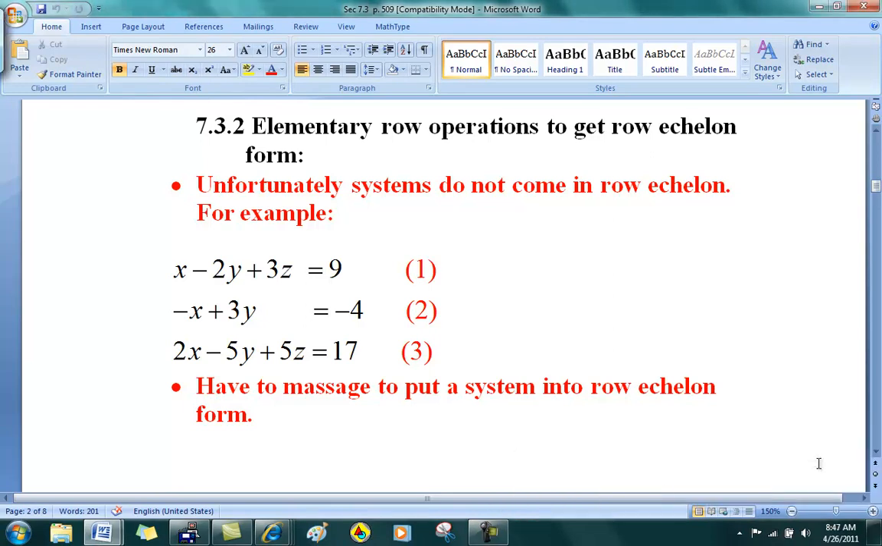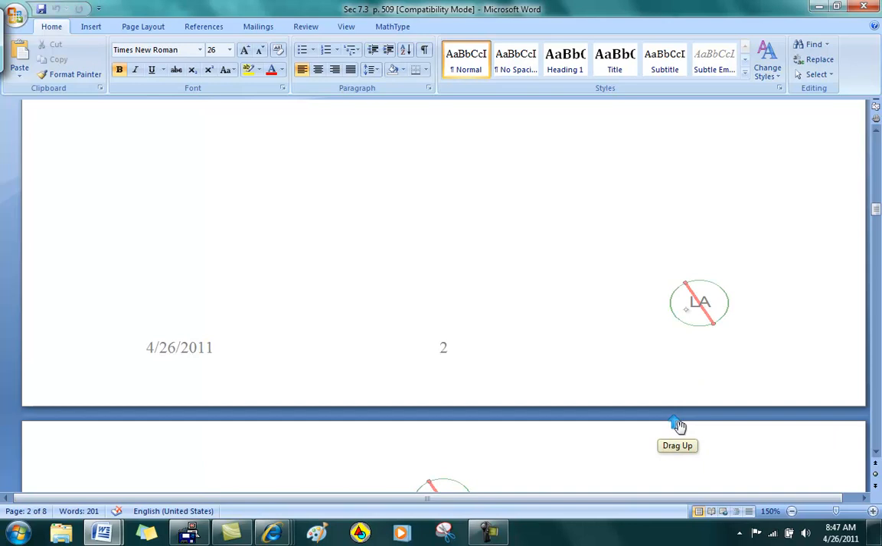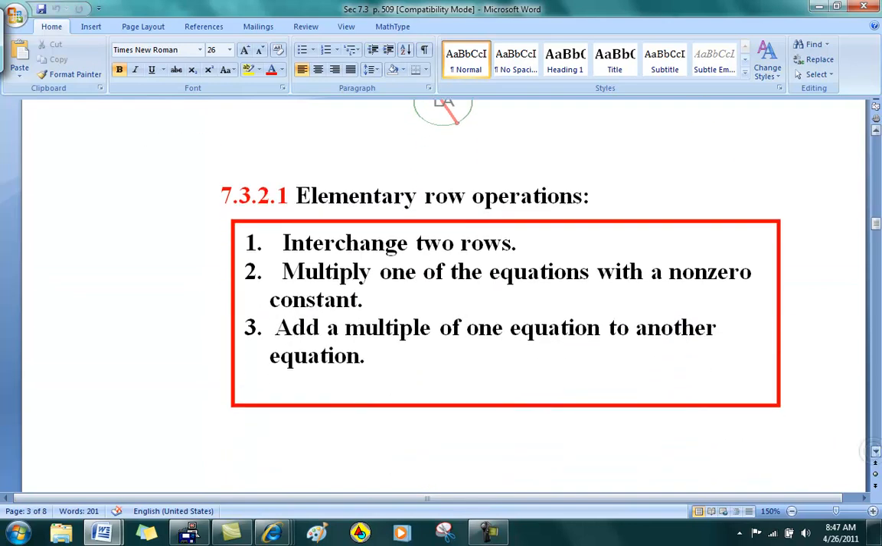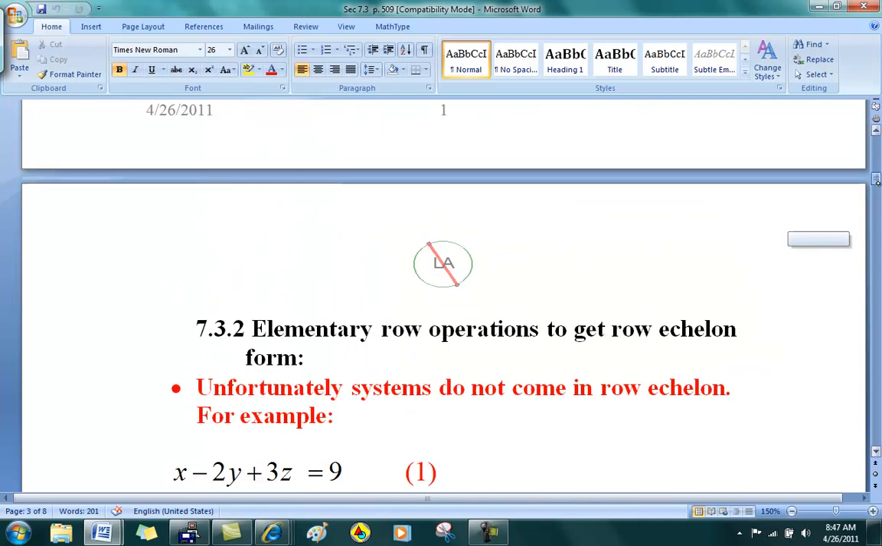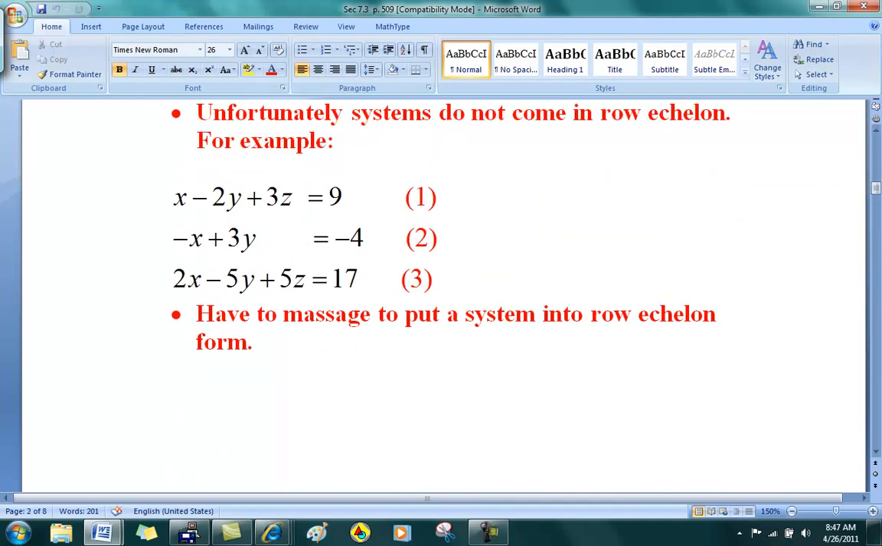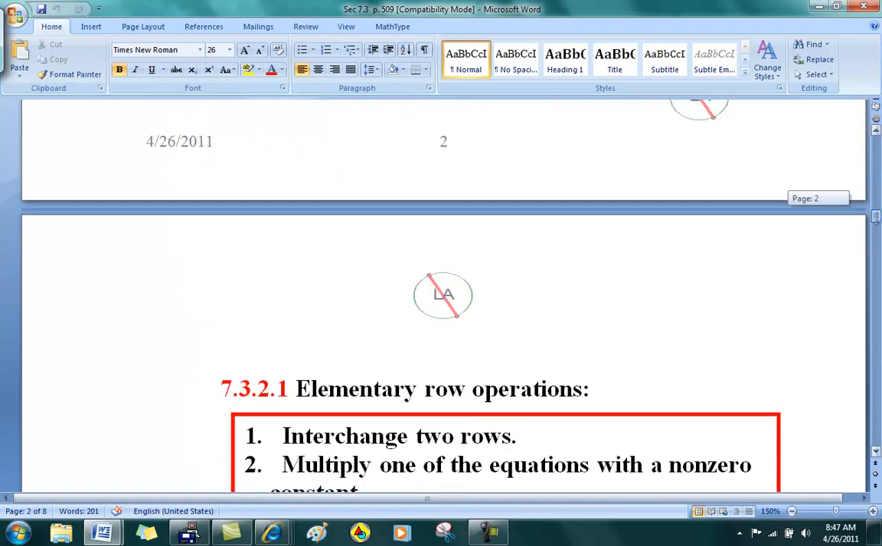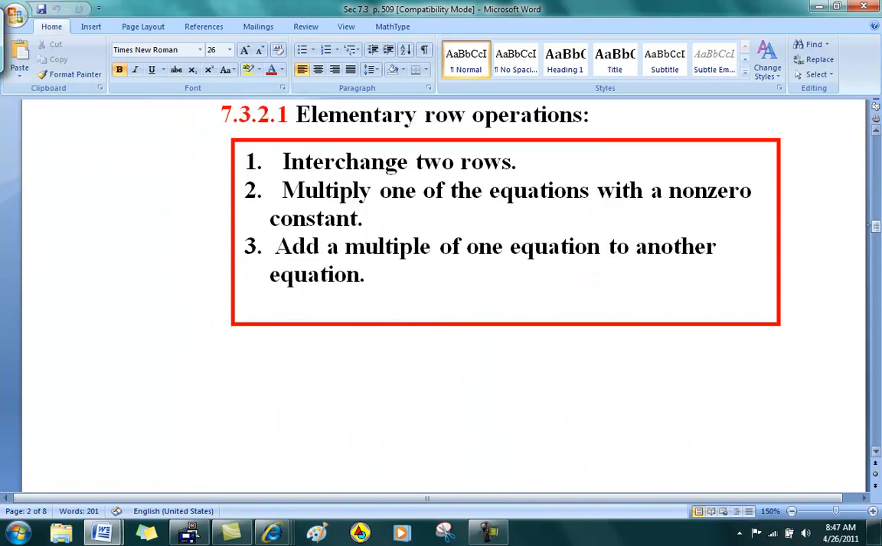All right, so what are these massaging moves? Okay, so here they are. There are 3 different massaging moves. Read those. Make sure you have it written down. And we will be using these. These are called elementary row operations. A row is essentially an equation because, as you saw earlier, these equations are all in rows. So you'll keep seeing the term row constantly in this section.